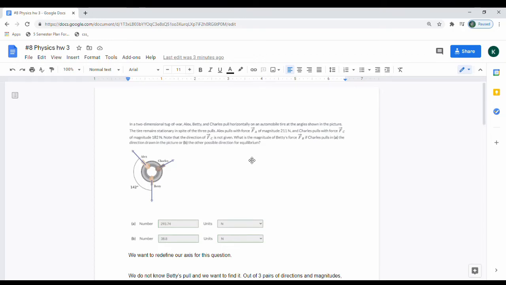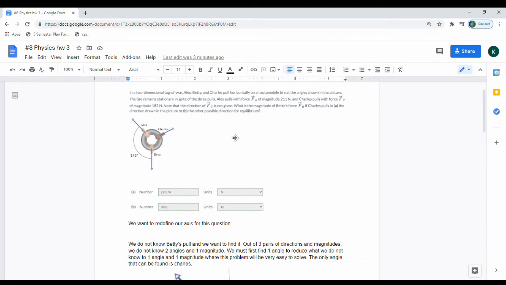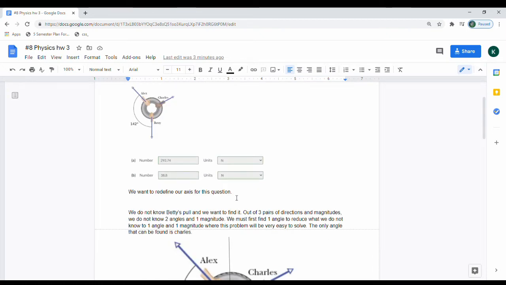Alright, this question is number 8, homework number 3. This took so long. So, we want to know the force that Betty pulls, essentially, if Charles is pulling in the direction drawn or the other possible direction of equilibrium. Let's just first worry about the direction drawn. So, we do not know what Betty's pull is.